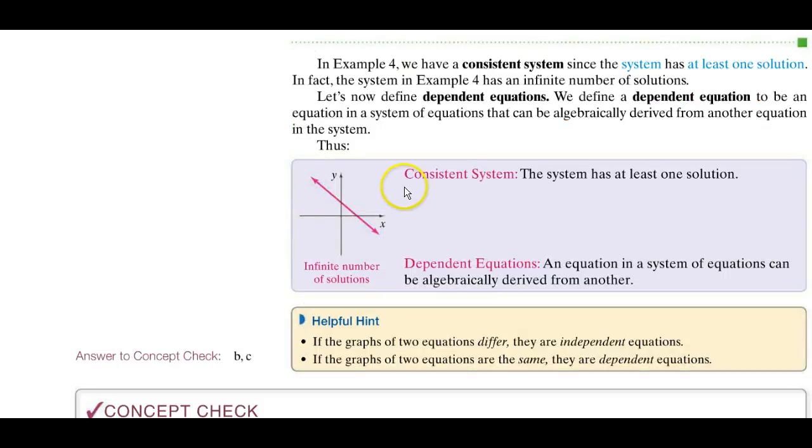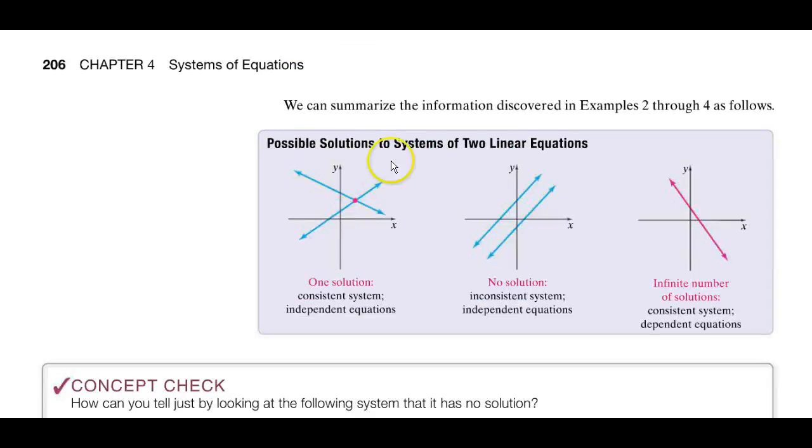So in summary, this is a consistent system. It has at least one solution. There's an infinite number. And the equations are dependent, since they're the same equation. And lo, the book now is summarizing what we did in our initial introduction.